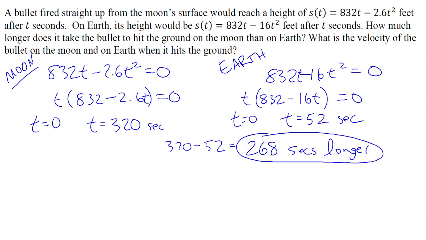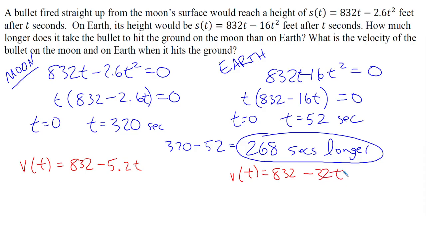Well, the velocity of the bullet for the moon should just be the derivative of the position function, which will be 832, and then the minus 2.6t squared will become minus 5.2t. And on Earth, it'll be very similar. We'll still have 832, but now it's minus 32t.